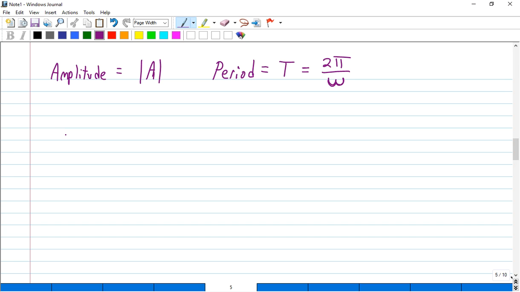So let's say that I had y equals 5 sine of 3x. I'm not going to graph this yet. Let's work on identifying the amplitude and the period. So what would the amplitude be equal to?